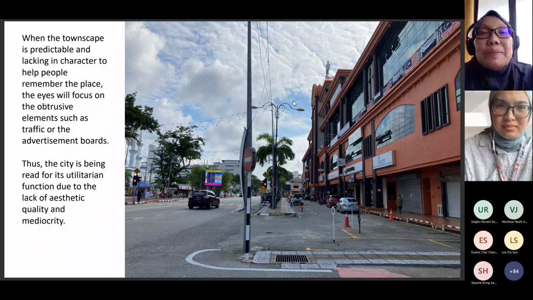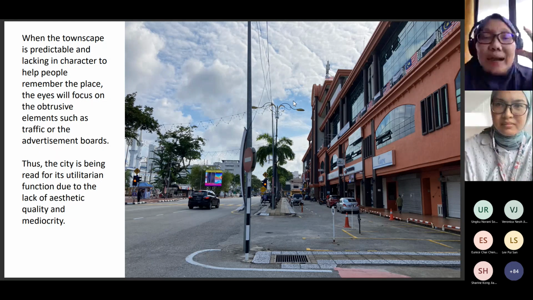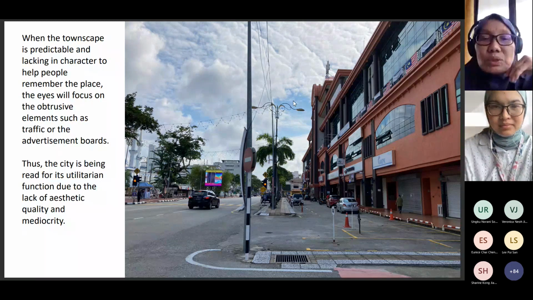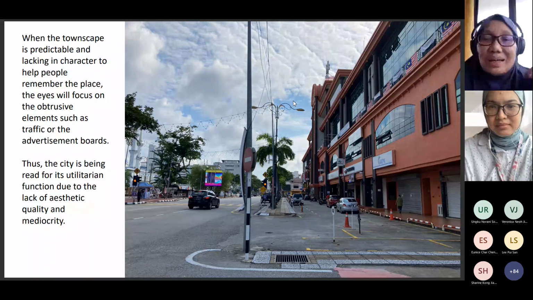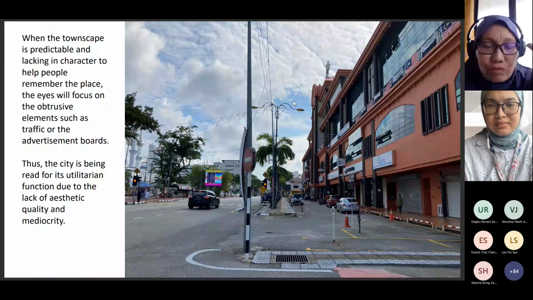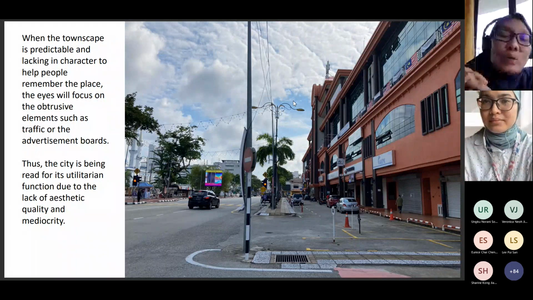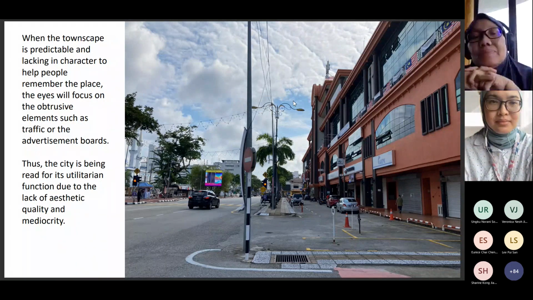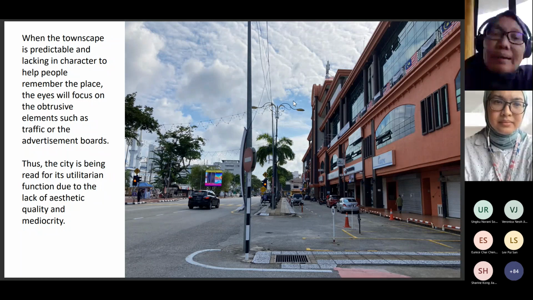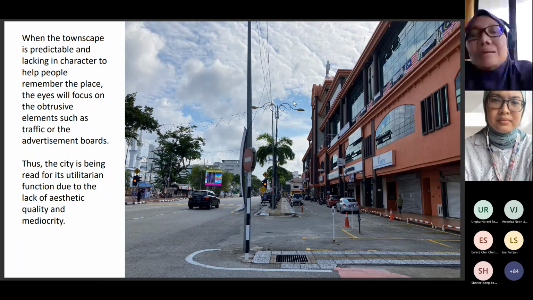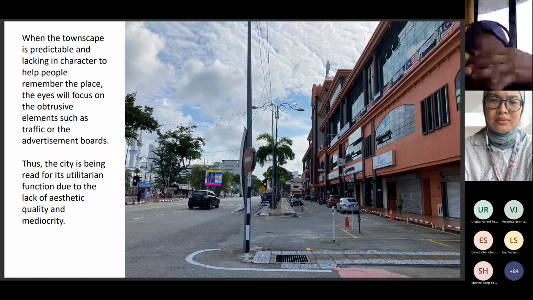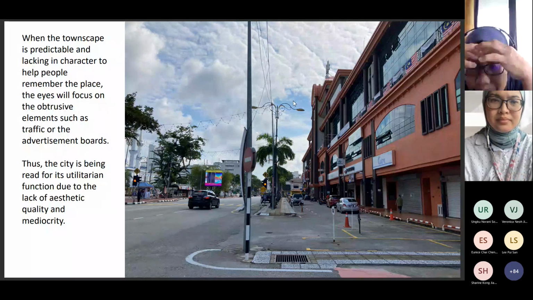So when townscape is predictable and lacking in character to help people remember the place, then the eye will be focusing on the obtrusive elements such as traffic or the advertisement boards. So the city will be read for its utilitarian function due to the lack of aesthetic quality and mediocrity. So this is again an anywhere, nowhere kind of townscape that we can see in many places in Malaysia. Next.